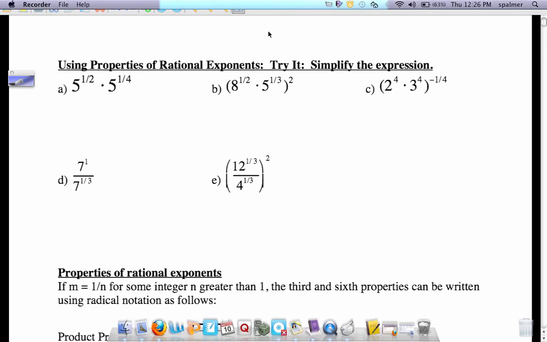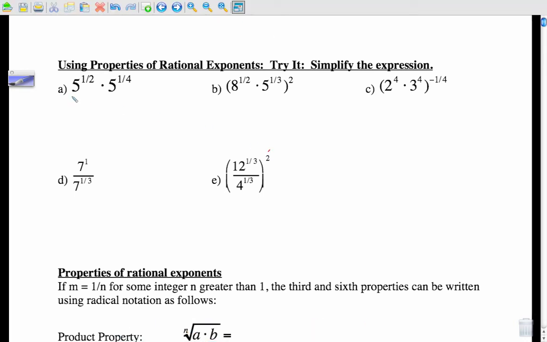Right here up at the top of page 6 in your notes. We're going to try these examples and I'm going to give you some to try on your own. So using these properties, taking a look at letter A here, these have the same base. So since they both have the same base, I can add these exponents. So I'll end up with 5 to the 1/2 plus 1/4. And to get common denominators, you're going to make those both into 4s. So it's 2 over 4 plus 1 over 4, which is 3 over 4. So your final answer here is 5 to the 3/4. And you can leave it just like that, because you can't simplify anything else, and you don't know what the 4th root of 5 is.